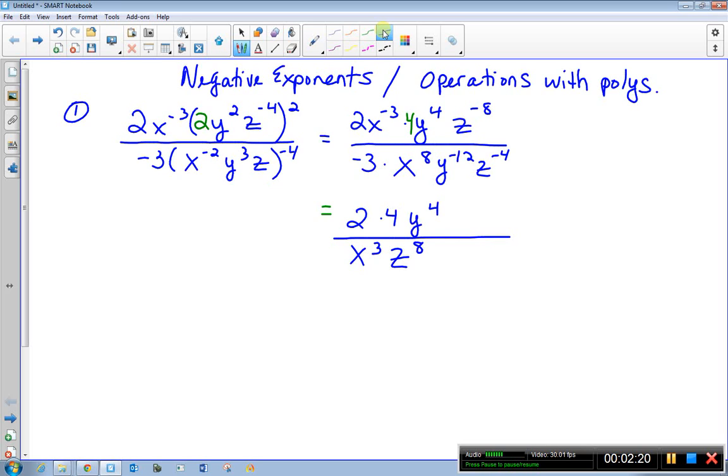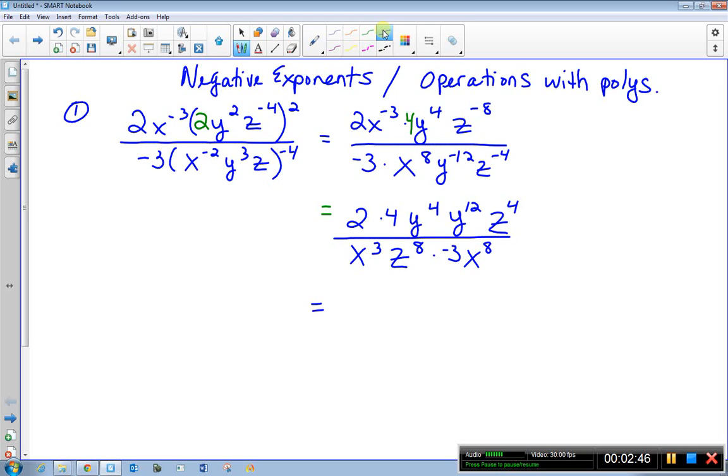And z to the negative 8 goes down to the denominator as z to the positive 8. Now, I didn't even deal with the denominator yet. I'll do that now. So that's times in the denominator, the negative 3 stays. The x to the 8th stays. But the y to the negative 12, to make it positive, I have to bring it up. And the z to the negative 4, to make it positive, I bring it up. And then I just combine some terms and finish up the division.